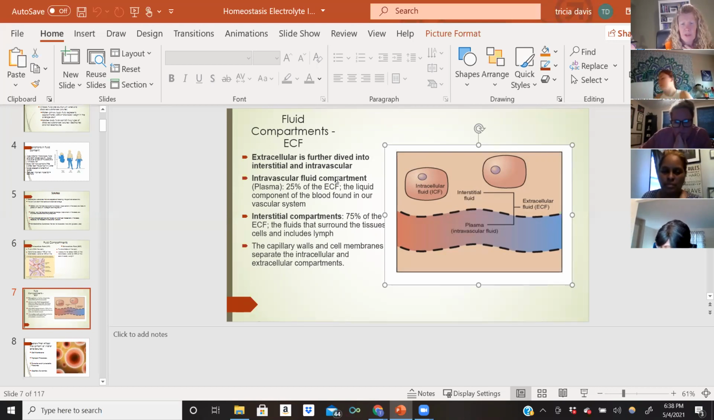So intravascular fluid compartment, that's going to be your plasma. So that's going to be about 25% of the extracellular fluid, the liquid component of the blood that's found in our vascular system. That's what plasma is, okay? Your interstitial compartments, that's going to be about 75% of the ECF. And this is the fluid that surrounds the tissues and our cells, and it includes our lymph. The capillary walls and cell membranes, they separate the intracellular and the extracellular compartments.